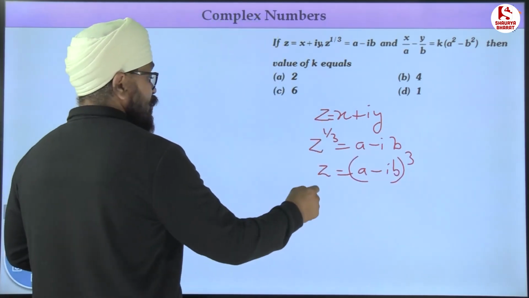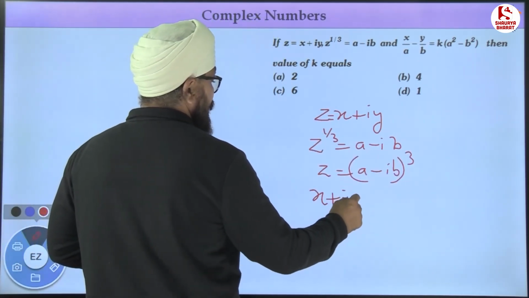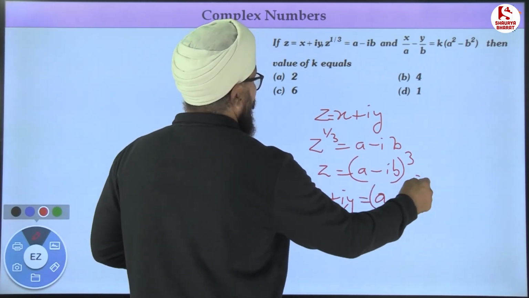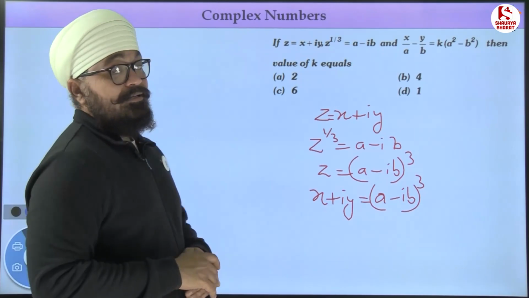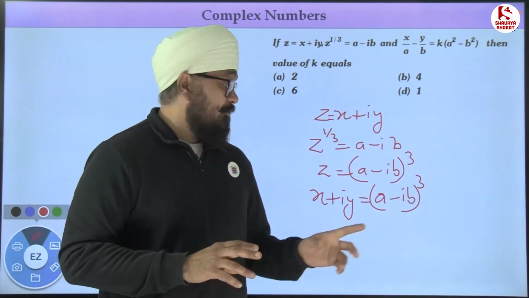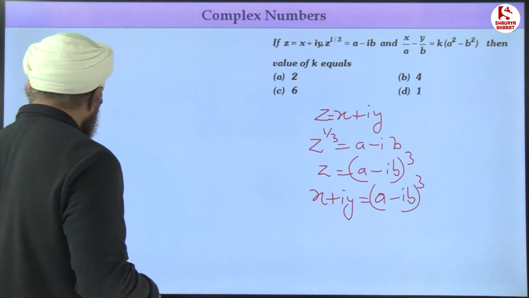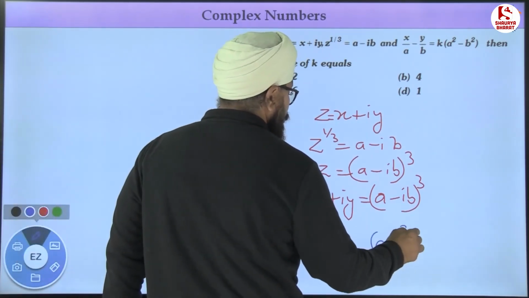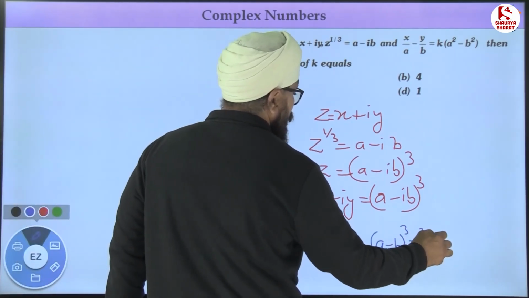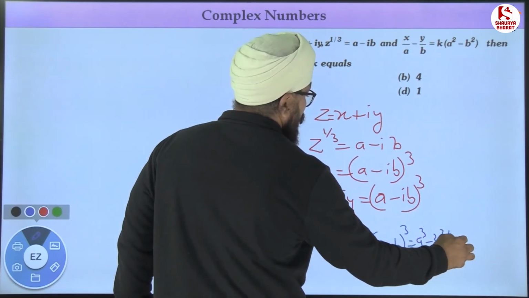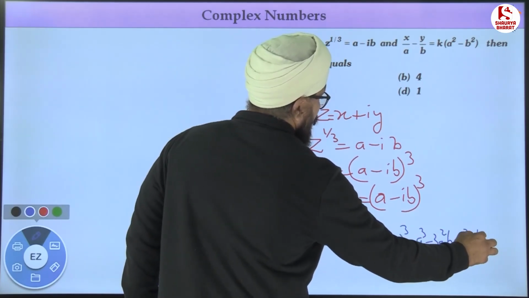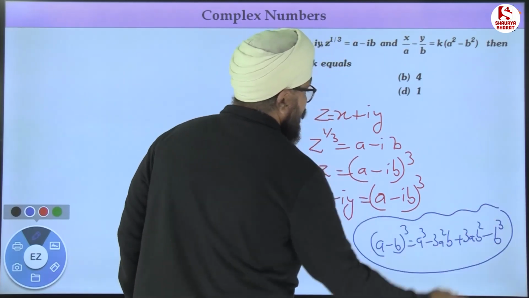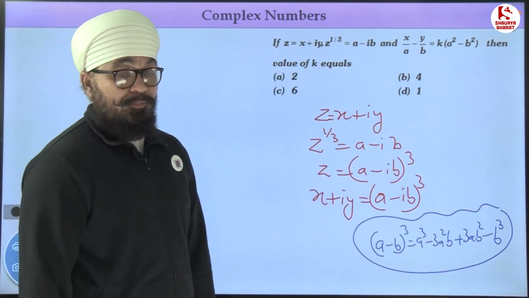Now, you can put the z over here. So, we are having x plus iota y, which is equal to a minus iota b whole cube, and we have just seen how to expand this whole cube, but here we are having a minus sign. So, let me just recall that part. We are having a minus b whole cube as a cube, minus 3a square b, plus 3ab square, minus b cube. So, this is the identity that we are going to apply here.